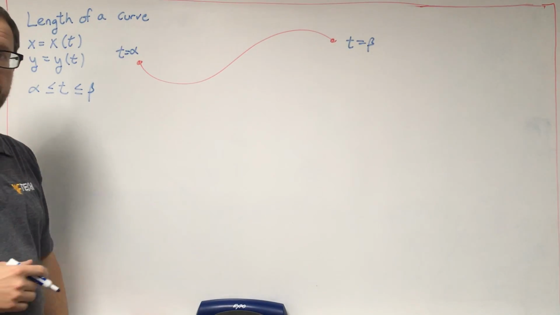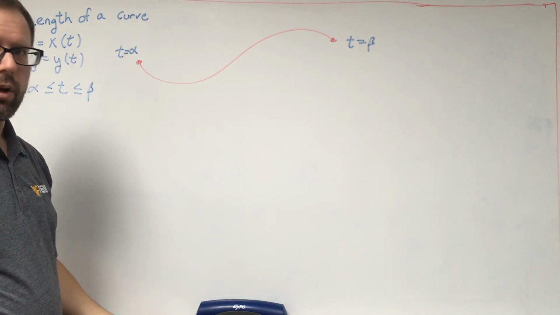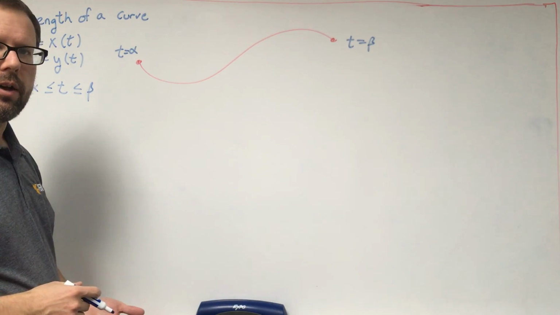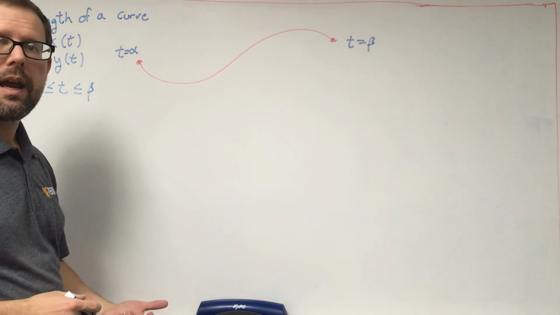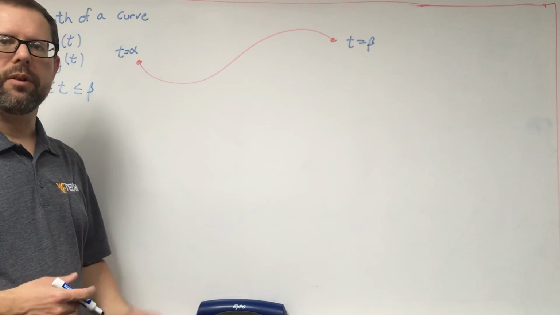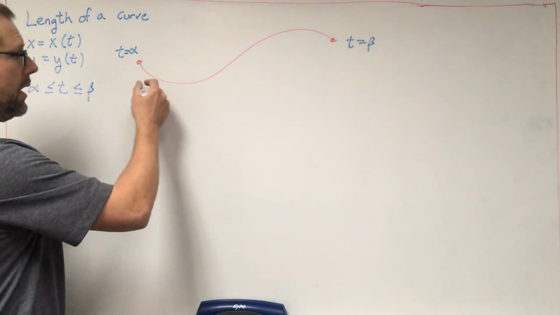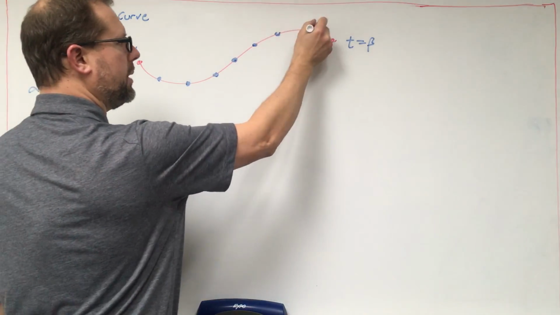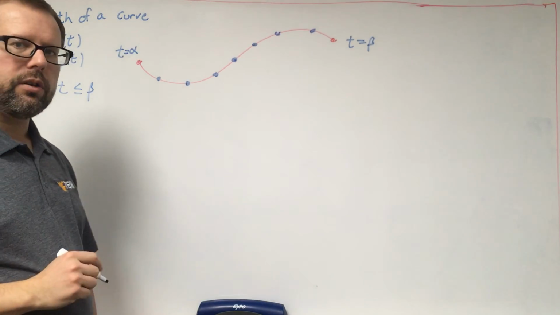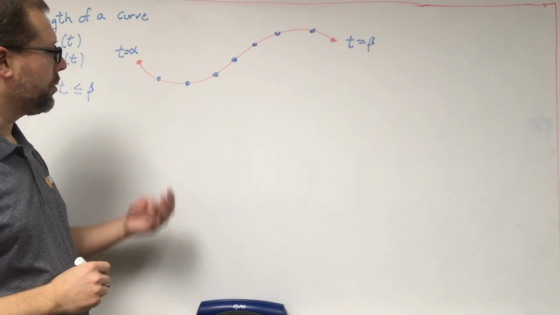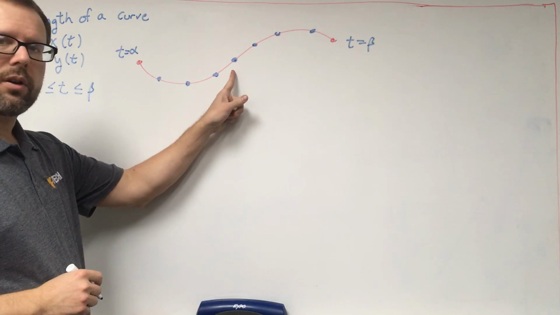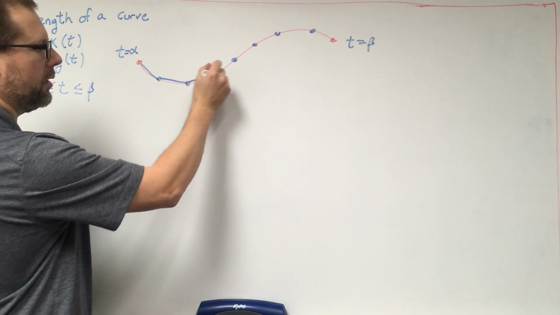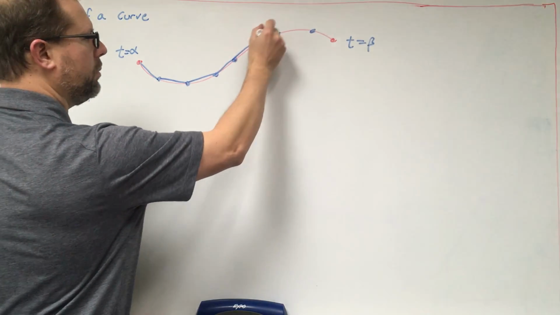Our strategy is going to be, as it is in most calculus topics, to subdivide the problem into a finite number of easier problems where we approximate, and then take the limit as the number of subdivisions goes off to infinity. So let's break our curve into some pieces here. And what we're going to do is replace or approximate each little segment of curve by a line segment. And so you have the red curve, and then we have all these blue line segments.